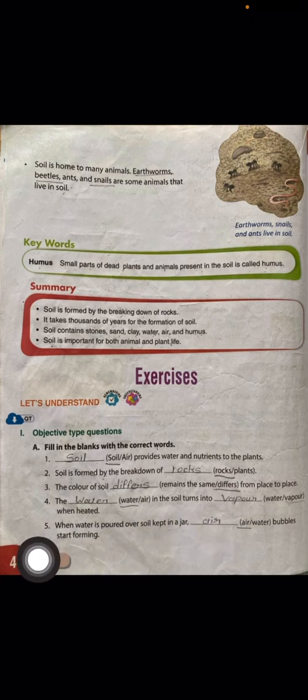Now see the fifth one. When water is poured over soil kept in a jar, blank bubbles start forming. When water is poured over soil kept in a jar, तो what starts forming? It's bubbles, right? तो वो क्या बाहर आ रहा है? So it's air, right? When water is poured over soil kept in a jar, air bubbles start forming. Air bubbles जो होते हैं वो form होना start करते हैं, right?